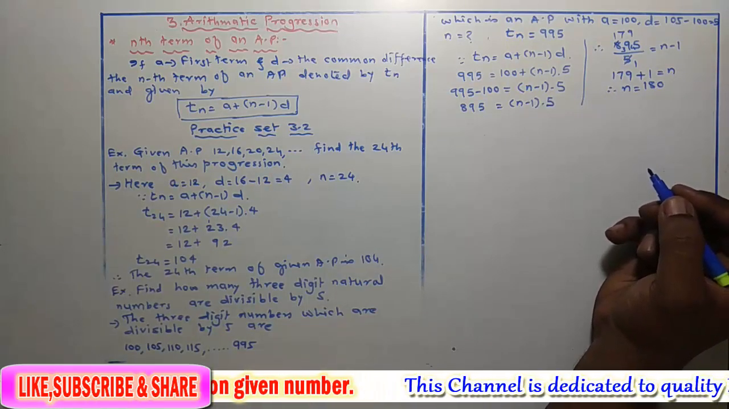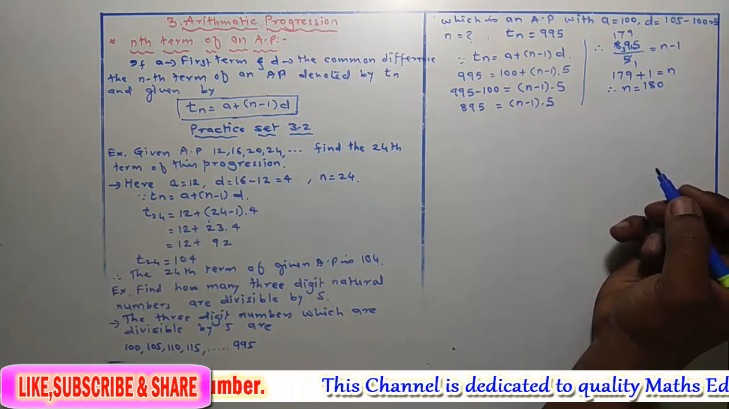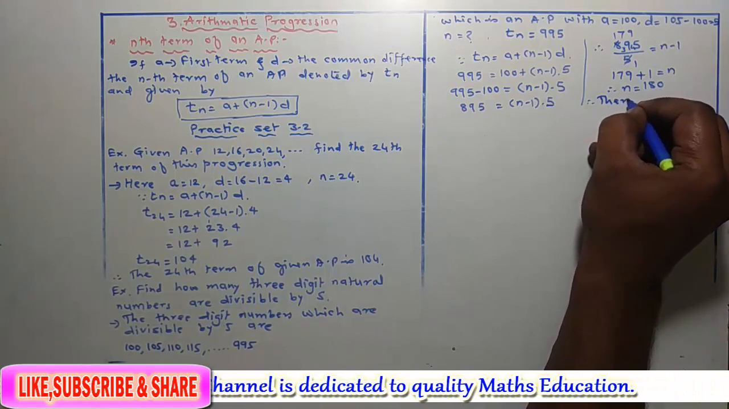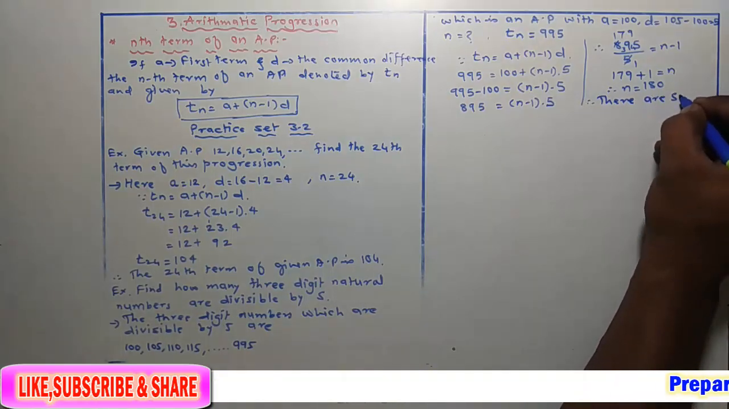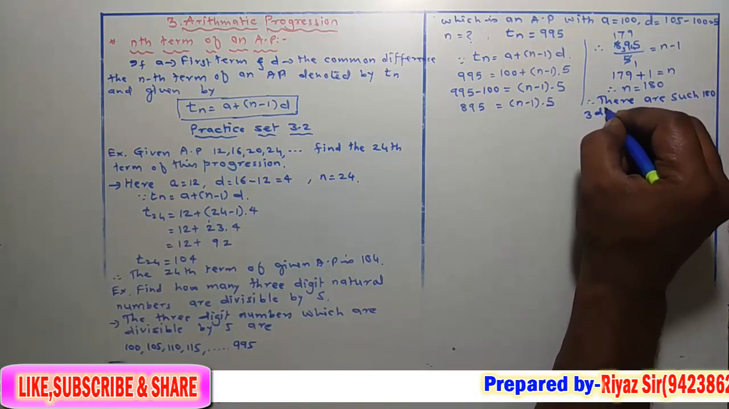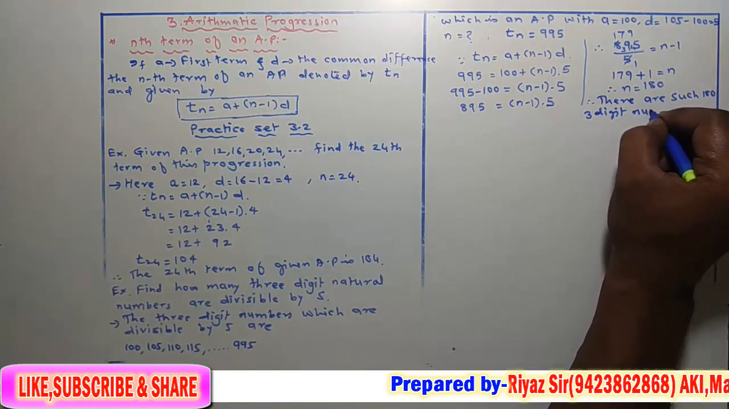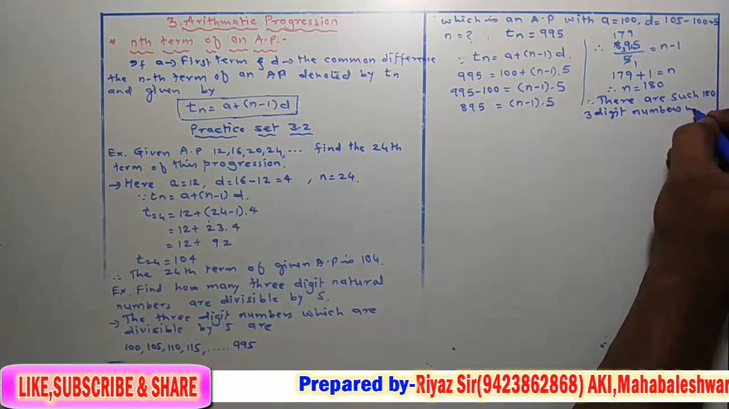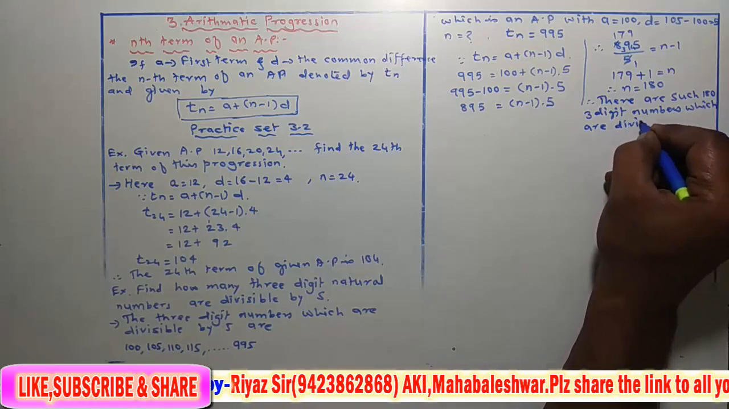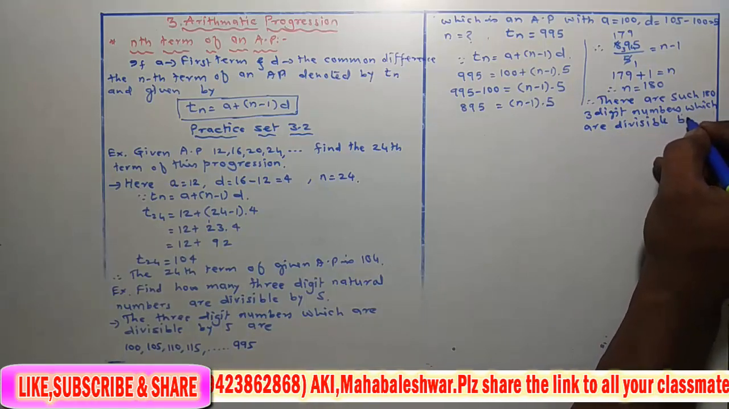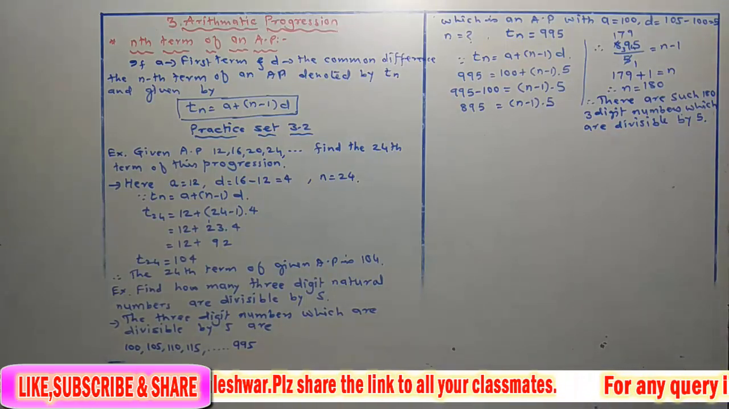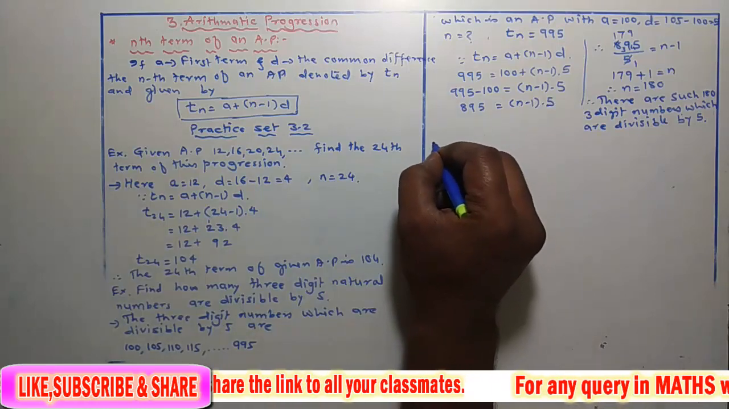There are total 180 numbers which are divisible by 5, and therefore there are such 180 3-digit numbers which are divisible by 5. So in this way you have to solve this second example. Yes, any doubt in this? No? Now next example.